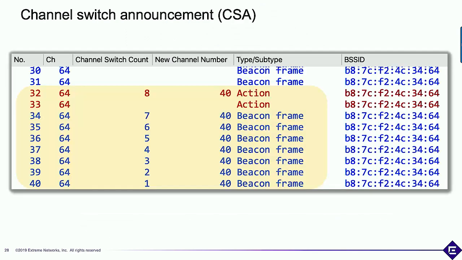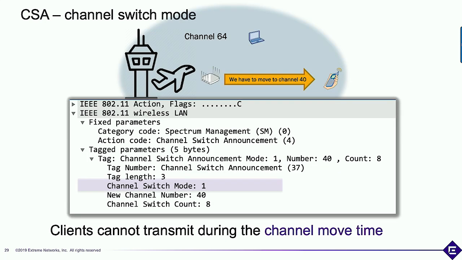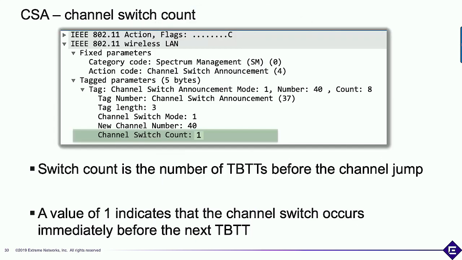So if you go back right here, you can see it's basically in the initial action frame, it says, we're going to count down 8 beacons, and then they start the countdown. And then at the final beacon, they all jump, the AP and the client. And if you dig into the packet right here, you see it starts with a value of 8 for this channel switch count, and then at the end, the very last beacon will have a value of 1, and it's basically saying, we got it, after this beacon, we're all going. Okay? We all got to move.